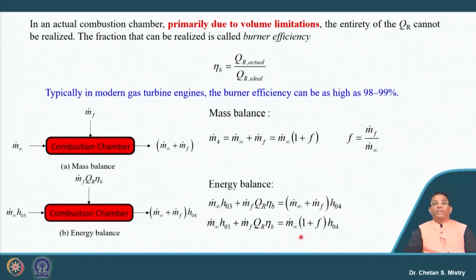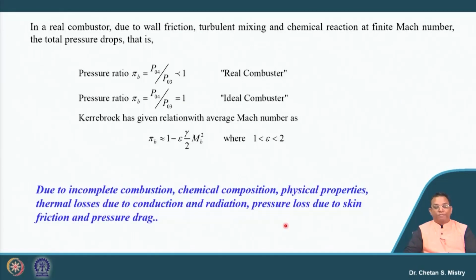Okay. This we can represent in terms of 1 plus F. So, here in this case this combustion process we are assuming it is happening at constant pressure. Sometimes people define that as a constant pressure heat addition process. This cycle also sometimes people define as a constant pressure cycle.